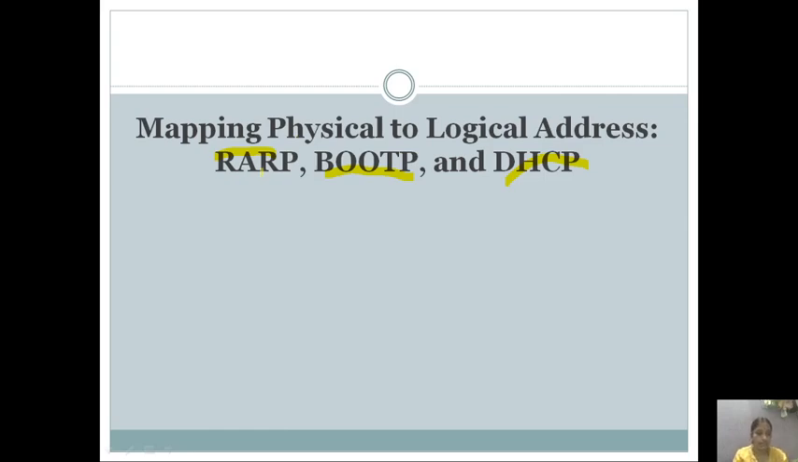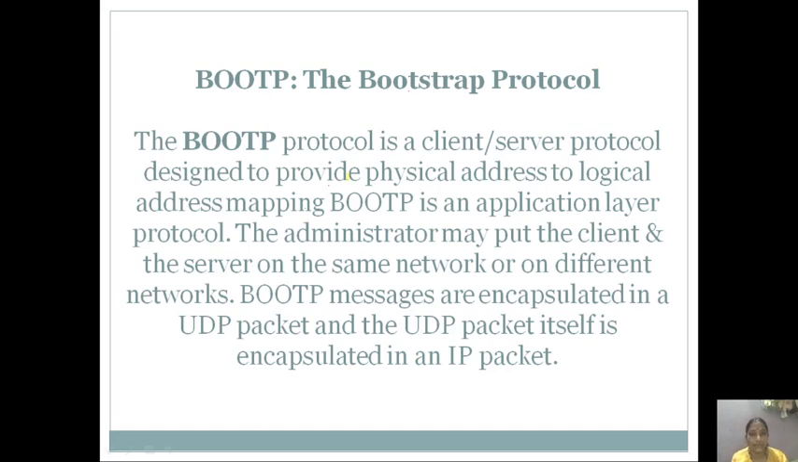We already know about RARP, which is ARP's opposite. ARP is finding the MAC address using the IP address, while RARP is finding the IP address using the MAC address. This is also the same in Bootstrap. Now let's go to the Bootstrap protocol.